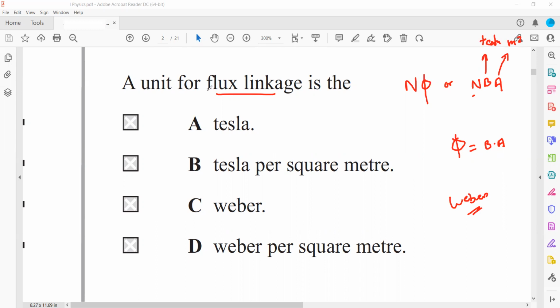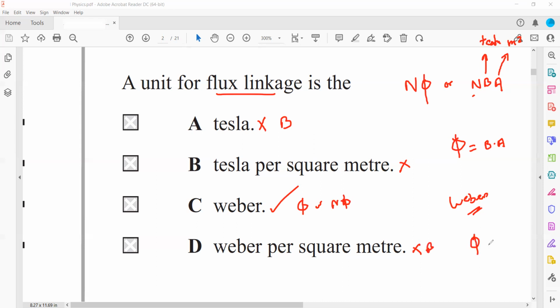This Tesla meter square is also known as Weber. So when we check option A, Tesla is not correct because Tesla is a unit for B. Tesla per square meter does not work, because Tesla meter square is actually Weber. So Weber is correct. That's a unit for phi, and also a unit for N phi. Or we can also say Tesla meter square. And Weber per square meter is a unit for B.